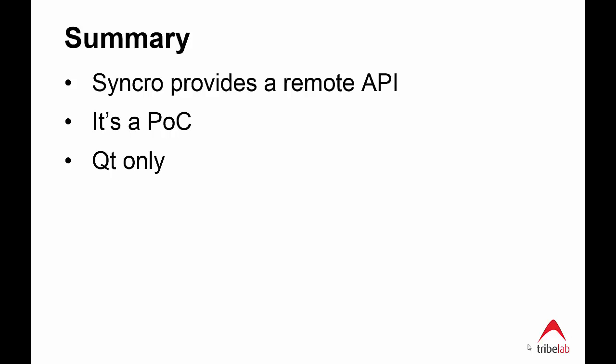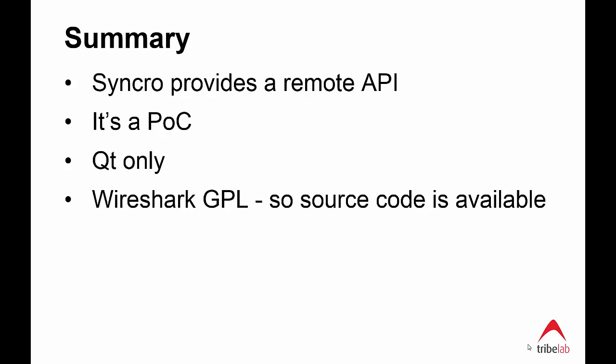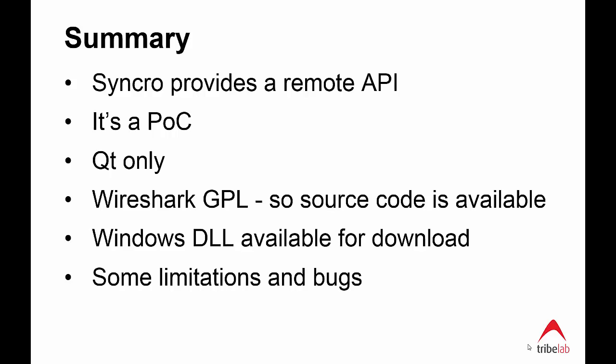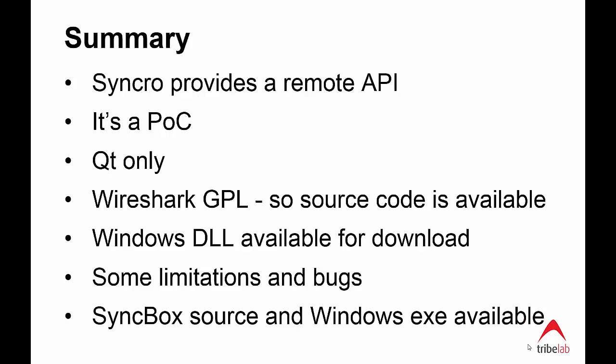So Qt only. The source code for the plugin is an extension to Wireshark, and so we wanted to fit in with the Wireshark GPL. I'm not sure officially that we do right now, but I've put the copyright notices into the source code, and we'll certainly be talking to the Wireshark developers about it. You can download the DLL directly from the TribeLab site, which you've seen. There are some limitations and bugs, but it's good enough to get you going and to play with it.